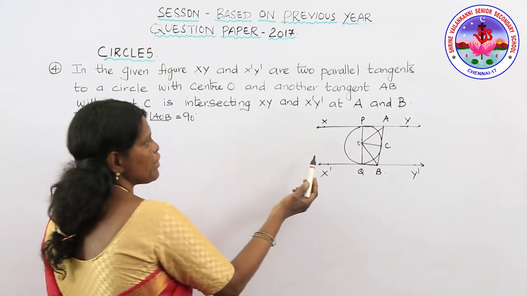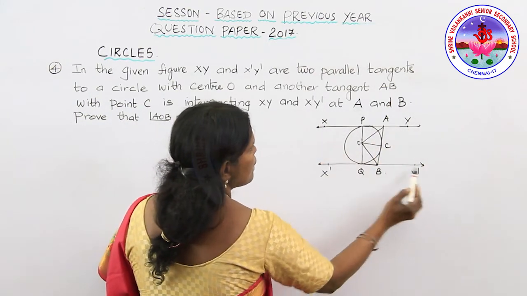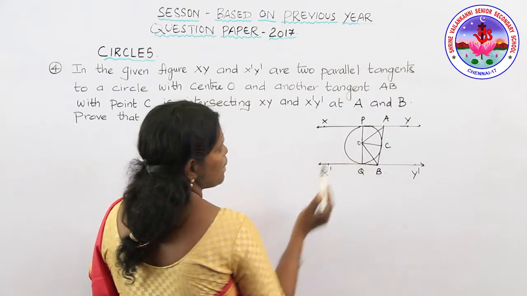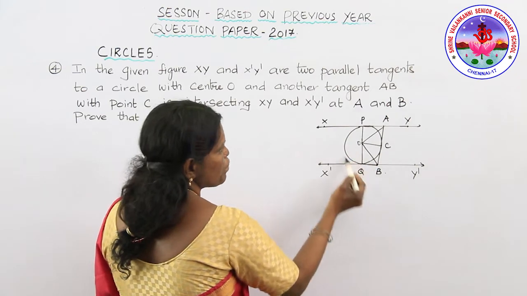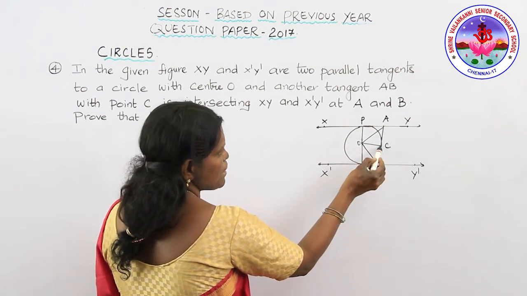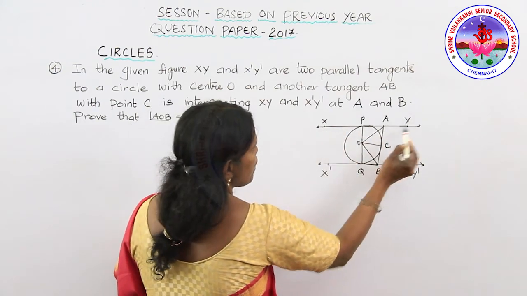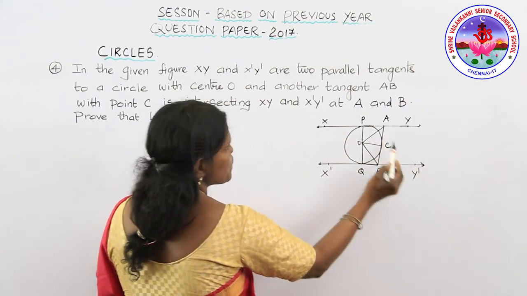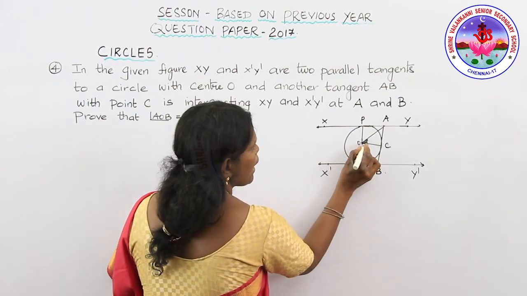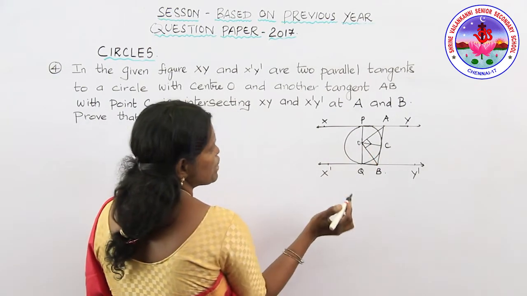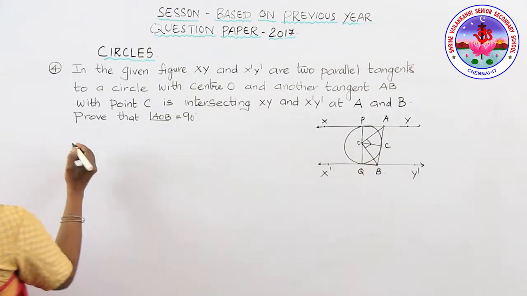So he has given the figure where XY and X dash Y dash are two parallel tangents to a circle with center O. Also one more tangent AB is drawn to the circle, touching the circle at C, where this tangent is touching the parallel tangents XY and X dash Y dash at the points A and B. I want to prove that angle AOB is equal to 90 degrees. So now we are going to have the solution.